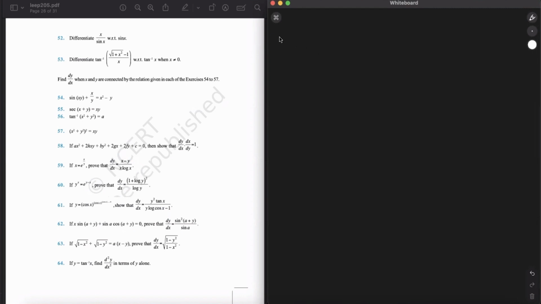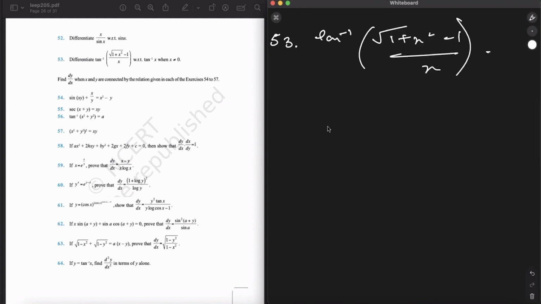ठीक है. 53rd. दिया हुआ है tan इनवर्स अंडर रूट 1 प्लस x स्क्वायर माइनस 1 अपॉन x, और इसको डिफरेंशिएट करना है विद रिस्पेक्ट टू tan इनवर्स x. तो फिर से वैसे ही करेंगे. ये हो गया y और z हो गया tan इनवर्स x, और हमें बस बताना है उसको dy बाय dz.